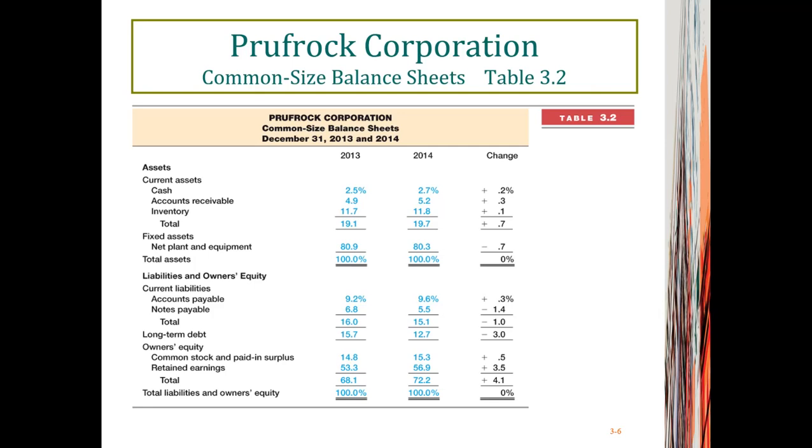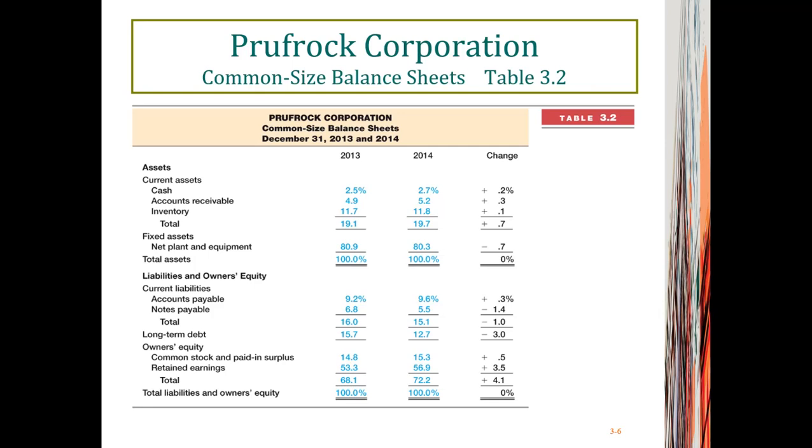So essentially speaking, $1 out of $3 in terms of total assets are financed by debt. And in year 2014, those percentages have changed. For example, the percentage of cash increased from 2.5% to 2.7%, and here you see the difference is 0.2%. So cash increased a little bit, by how much? 0.2% of total assets.